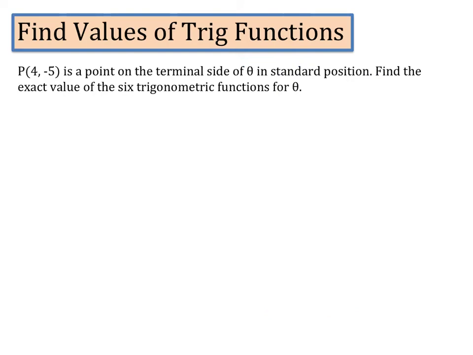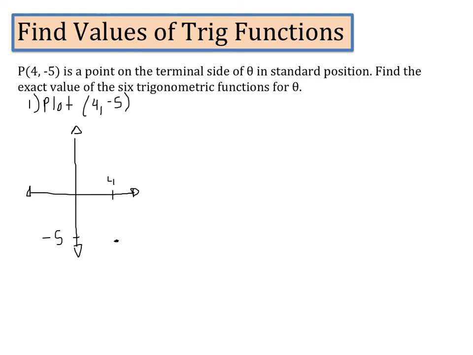Now let's find the value of a trig function. Point P is (4, -5), and it's on the terminal side of angle theta in standard position. Let's find the exact value of the 6 trig functions for theta. Okay, so first thing that we should do is we should plot point P. So we have our x and y plane, and point (4, -5) will be about here. So here's our point.